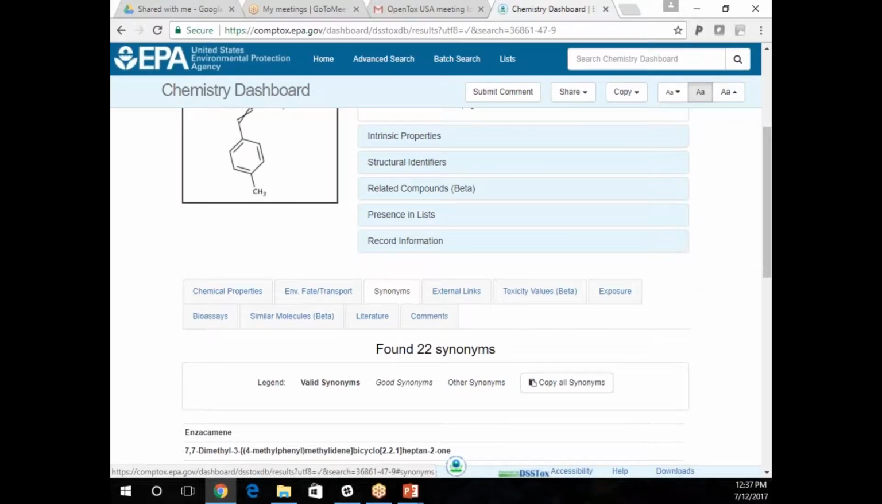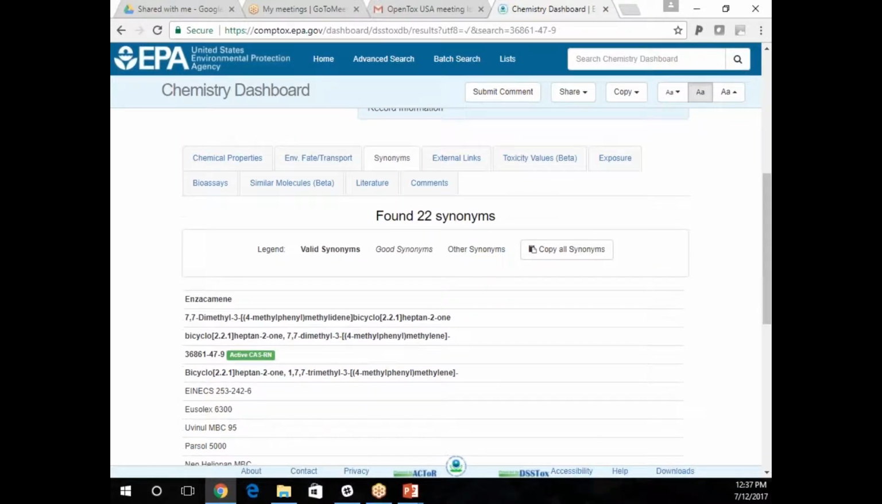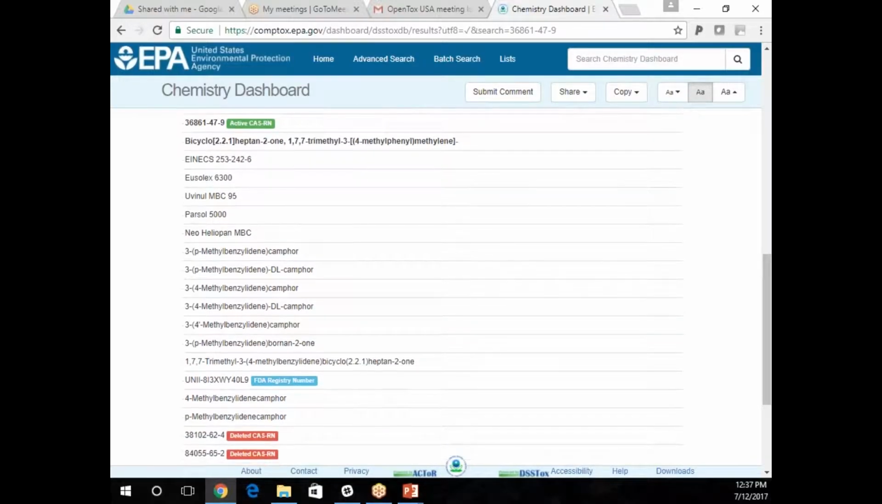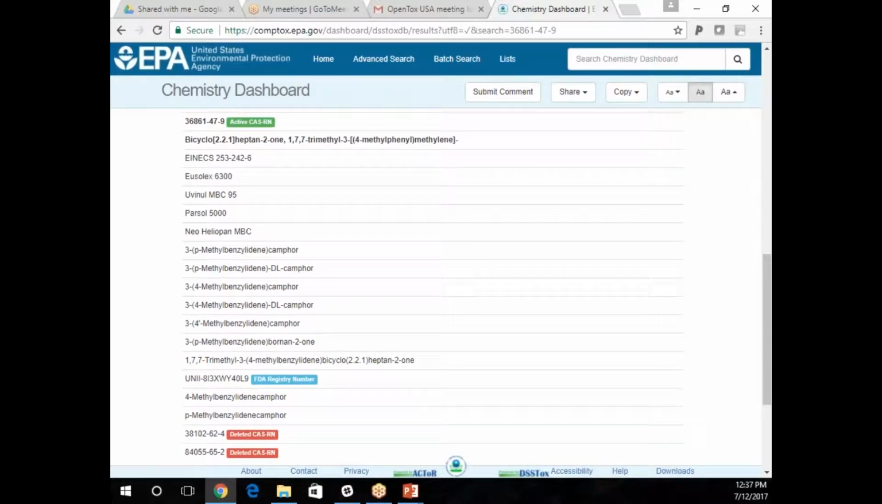You'll also note that during my analysis I made an assumption, and that assumption was that CAS numbers are indeed unique for a substance. And the truth of that is that they are not unique for a substance.